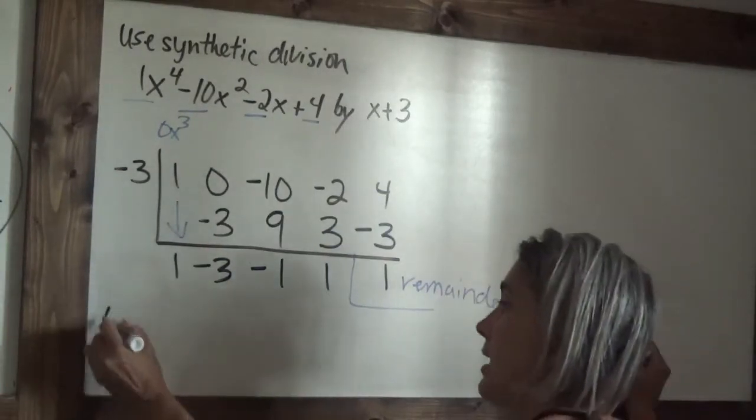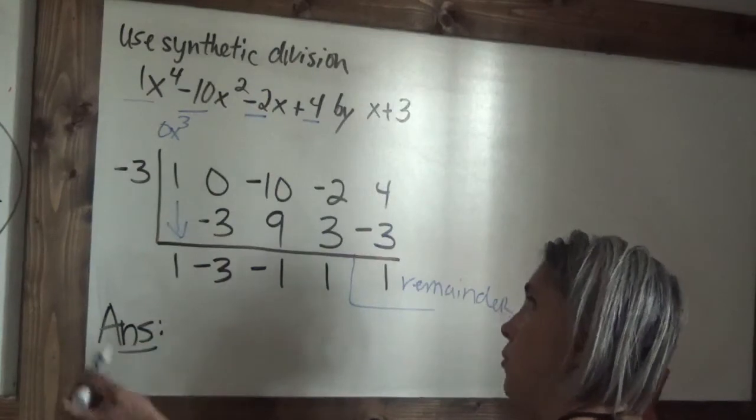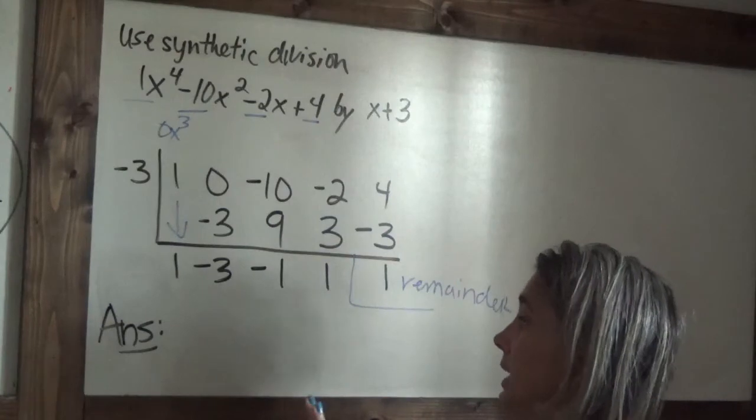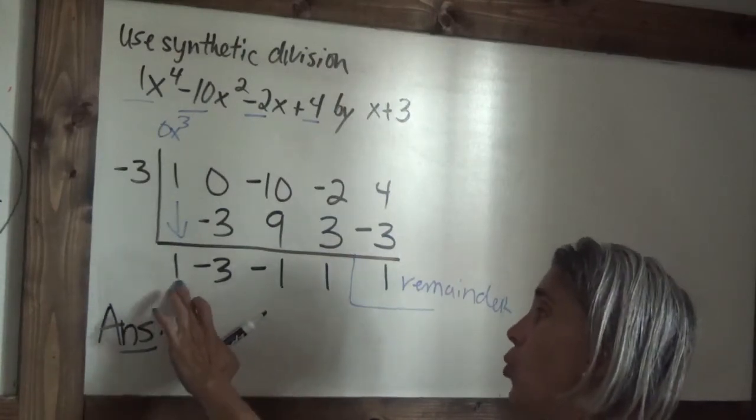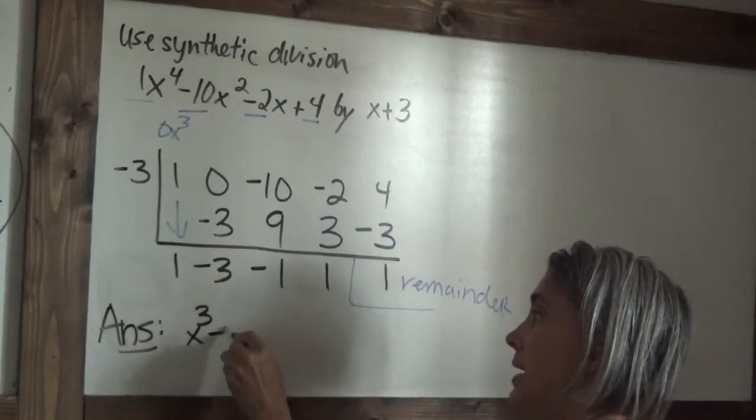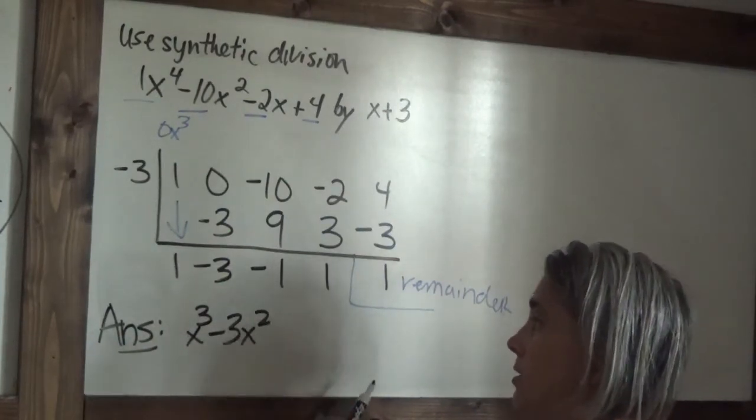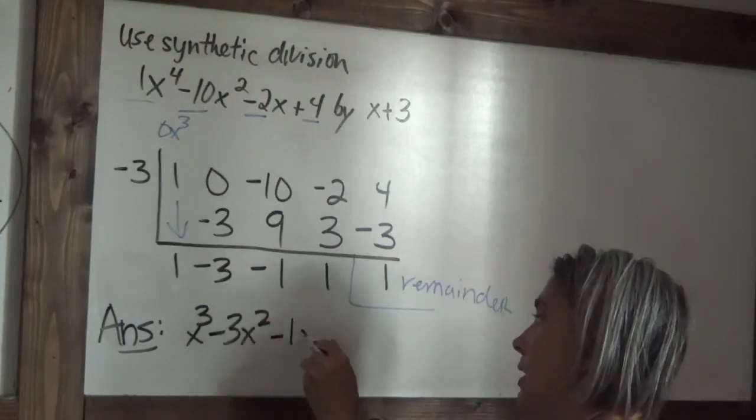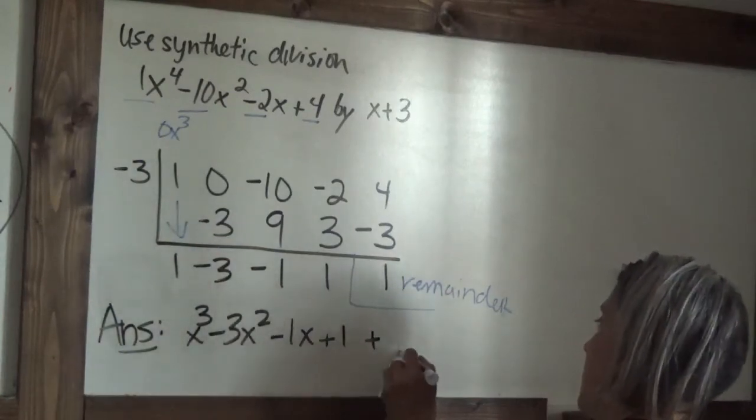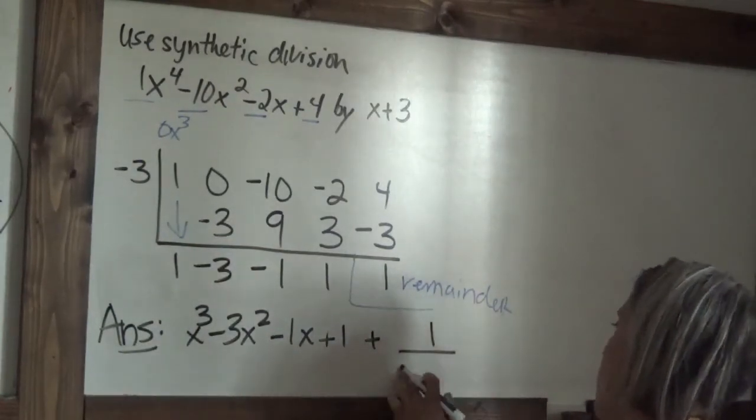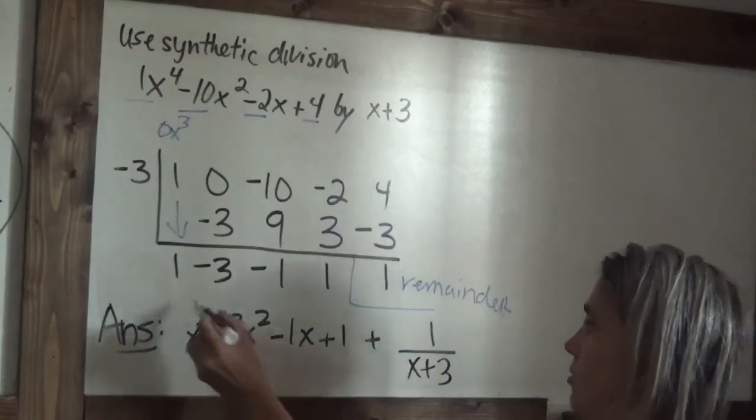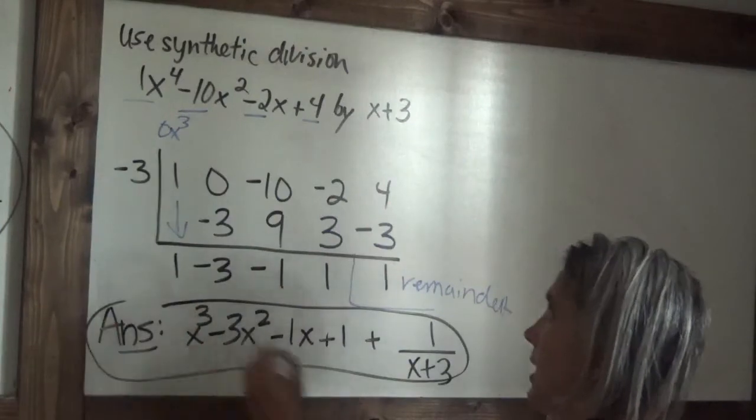Alright, how would I write my answer here? So remember, we go back to what we started with, which was x to the 4th. Our answer is always 1 less, so that means this one's going to be 1x to the 3rd. Now we keep going down. Minus 3x squared minus 1x plus 1 plus, and here's my remainder, 1 over what? That divisor, x plus 3. So this is my answer for the last problem.